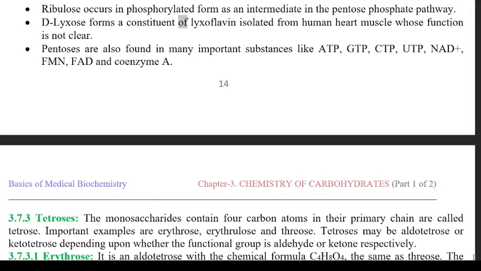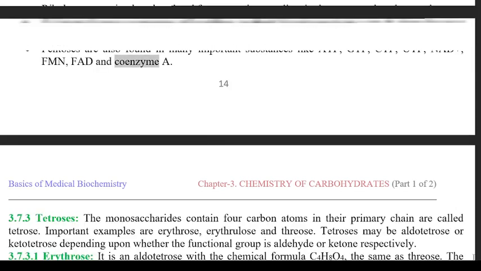D-Glucose forms a constituent of lixoflavin isolated from human heart muscle whose function is not clear. Pentoses are also found in many important substances like ADP, GTP, CTP, UTP, NAD+, FMN, FAD and coenzyme A.